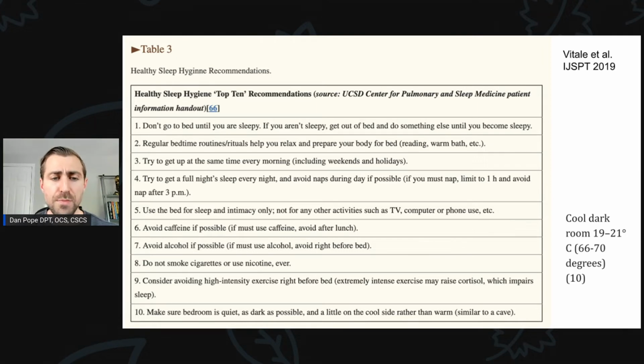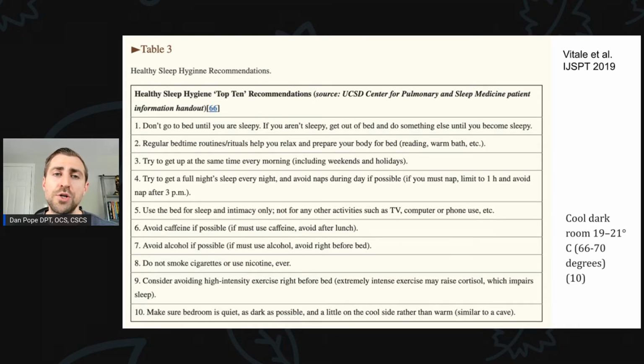Okay. Number 10, make sure your bedroom is quiet, as dark as possible, and a little on the cool side rather than on the warm side. Okay. So think similar to a cave, nice and dark. I use blinds to block out all the light. I think that's super helpful. I also use an eye mask. An eye mask is very, very useful when you're traveling. Okay. Because you don't know what kind of drapes or blinds you're going to get wherever you go. If you have an eye mask, it doesn't matter.